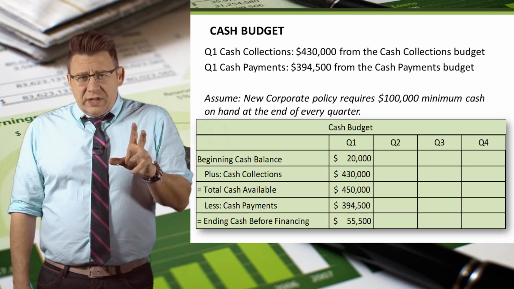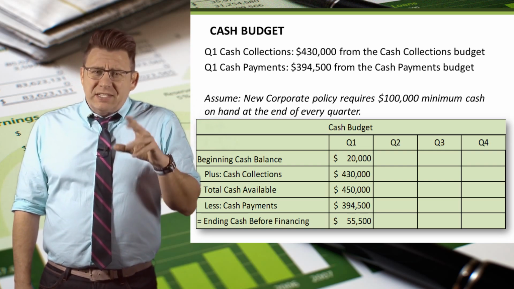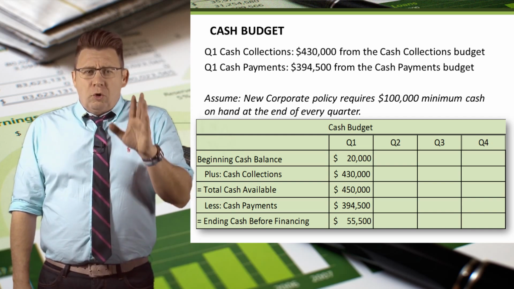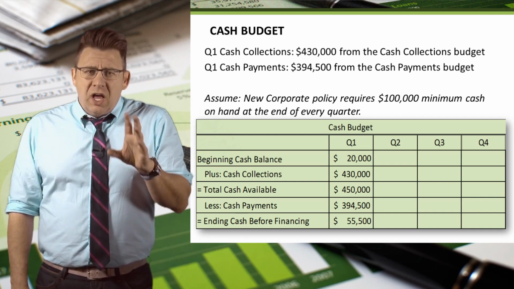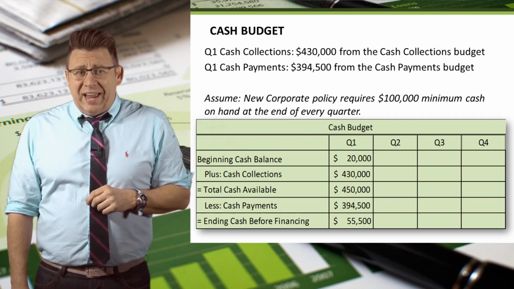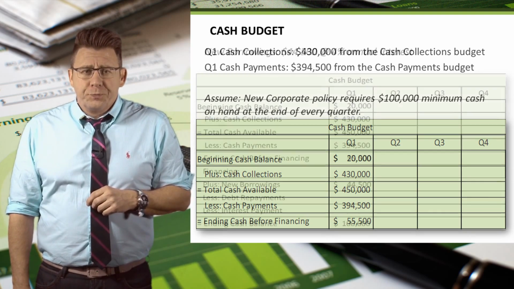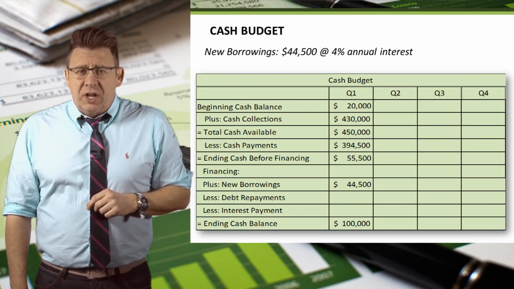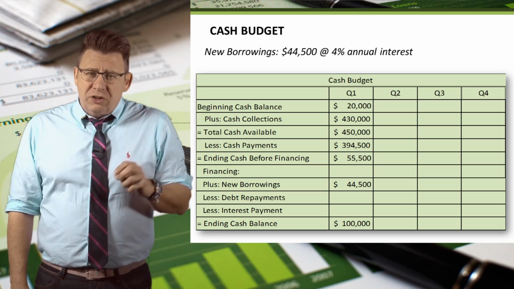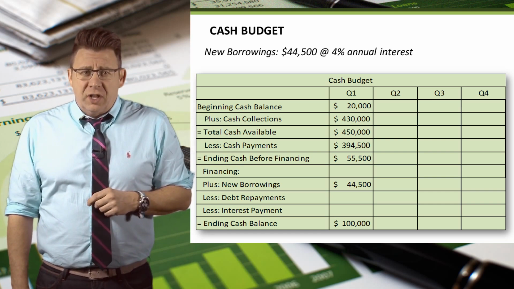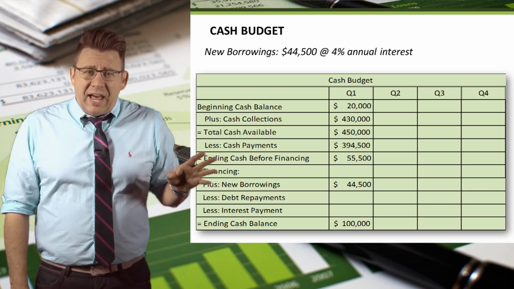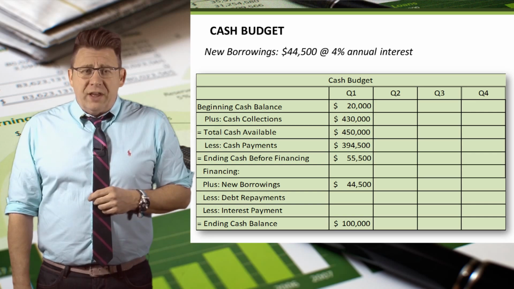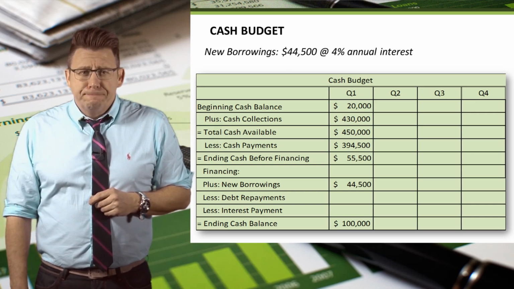So I've added this twist in order to show you how businesses budget short-term financial needs. Let's assume that a new corporate policy requires $100,000 of cash on hand at the end of each quarter. Since we only have budgeted $55,500, we will need to borrow an additional $44,500. So our ending cash before financing plus our new borrowings gives us $100,000 ending cash balance.